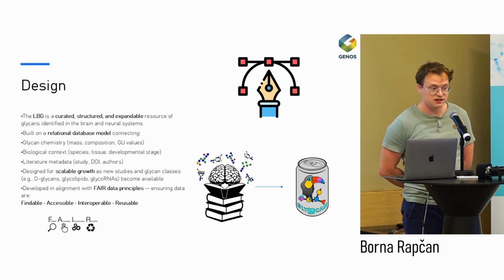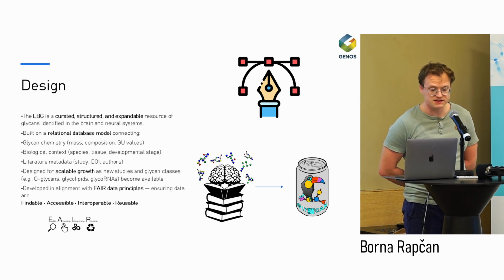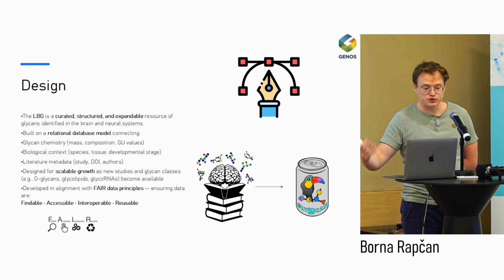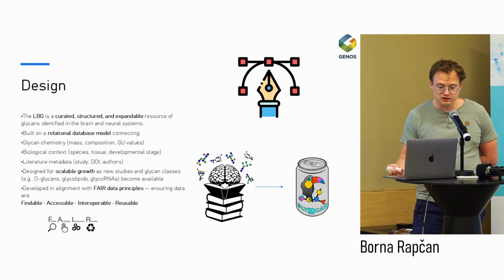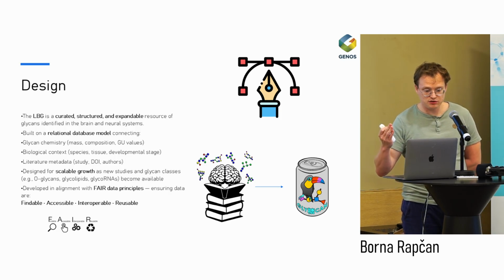It's a curated database, so it means that somebody had to manually go through all the data that went into the database. It's structured, and it's made to be expandable, so once we have new knowledge, once we have new glycans, or if you want to add additional layers of information into the database, we can do so. It's built on a relational database model. It's probably the most common way of designing your database.